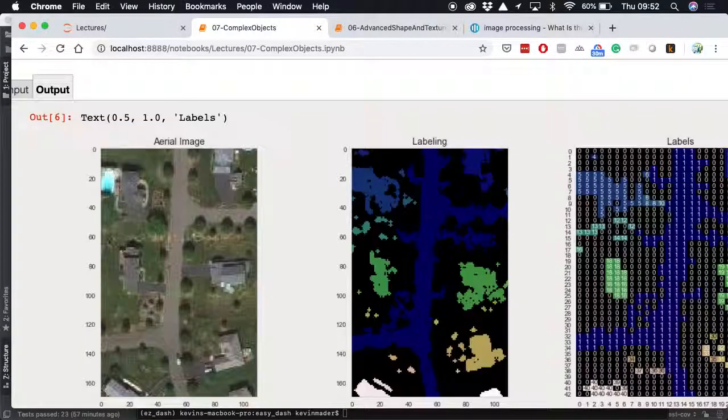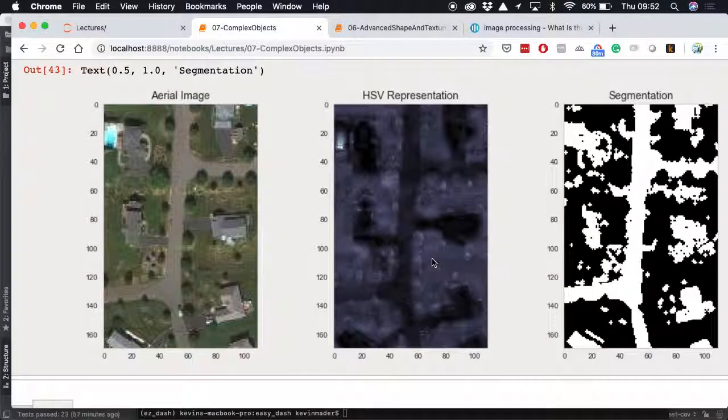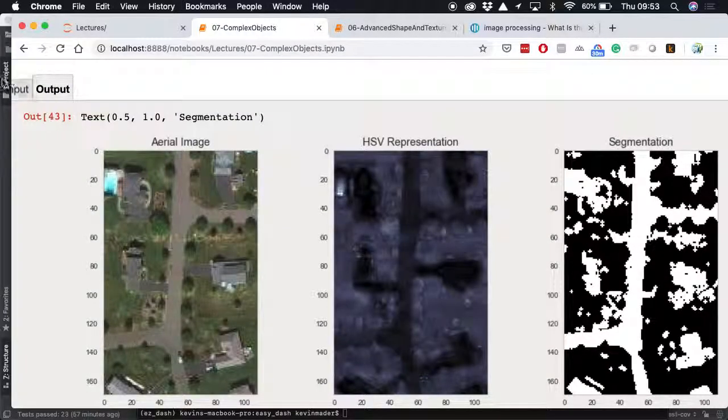We could also just look at saturation, where we see the roads fairly well, but also the houses are pretty clearly marked on there too. And so we could choose to use saturation instead of using value. It doesn't make too much of a difference, but for this example, we'll use value.